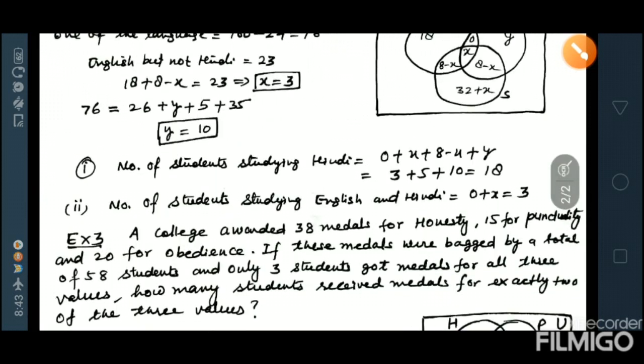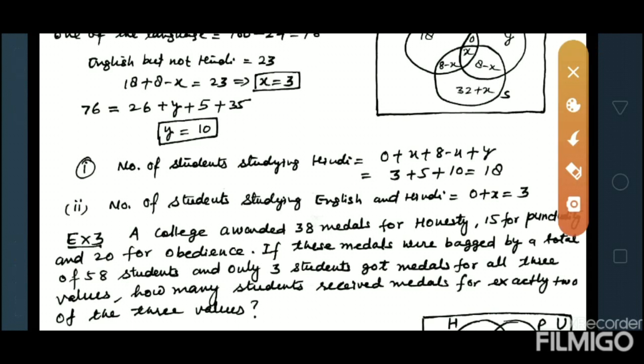Now the number of students studying Hindi is 18, because it will be 0 plus x plus 8 minus x plus y. After putting all the values, the number of students who are studying English and Hindi will be 3 here.